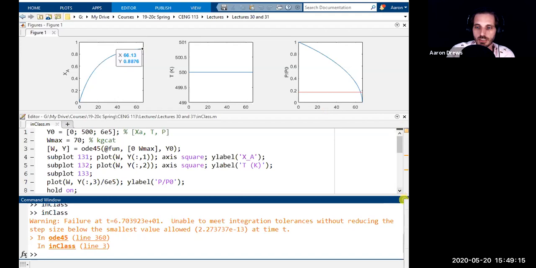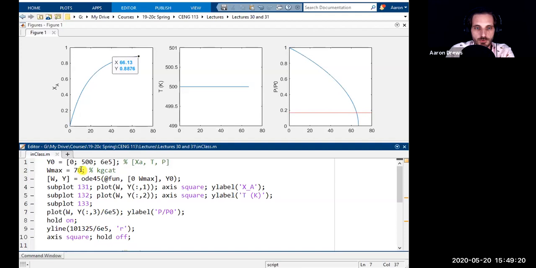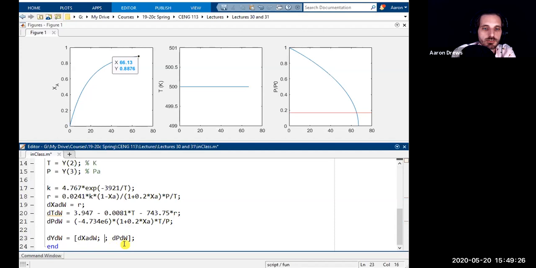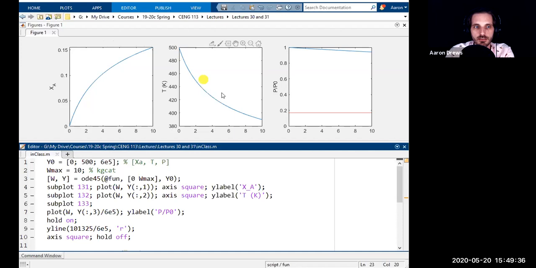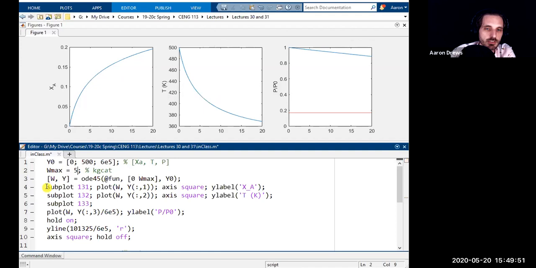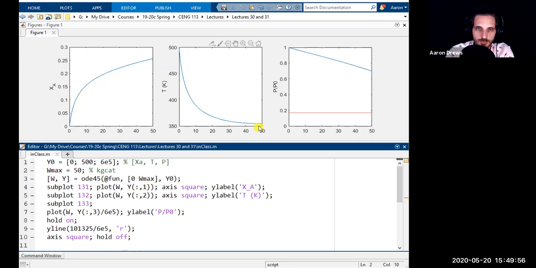Let's look at, in our last minute here, back at the full system, which is non-isothermal and non-isobaric. So we'll put dT/dW back inside of here. Run our script again. So with just 10 kilograms of catalyst, we've had quite a bit of drop in our temperature right here. Remember, it's an endothermic reaction, but the pressure hasn't fallen too much. So let's switch this from 10 kilograms, we'll go up to 20. Still okay, everything is moving. Let's try 50. Still not too bad, right? We've lost a lot of temperature here.